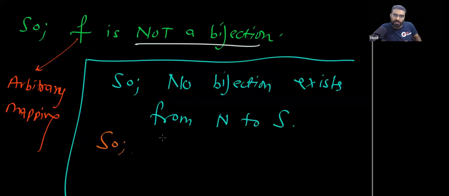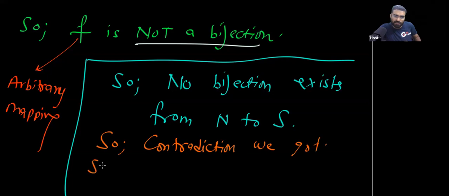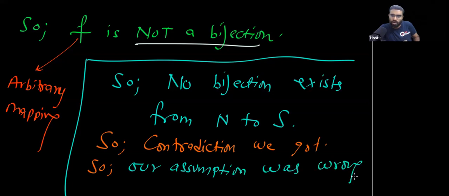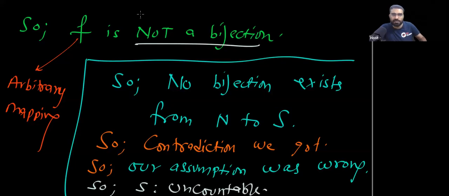So we got a contradiction, right? So our assumption was wrong. And what was our assumption? Tell me. Our assumption was that S is countable. So I can say S is uncountable.